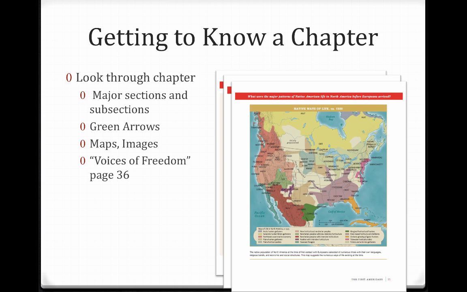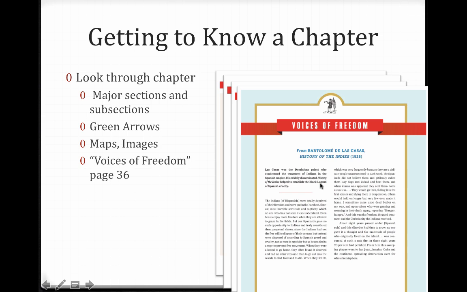There are maps, of course. Your instructor will probably show you maps in class. They'll probably be the same maps. Maps have a lot of information in them. Don't ignore them. There are also sections called Voices of Freedom. These are primary sources that your instructor may reference or not, but they give you a peek into the experiences of people at that point in the chapter, in the narrative.